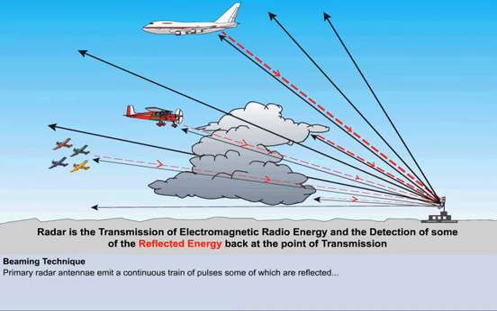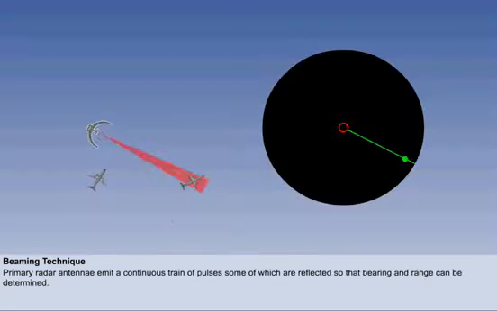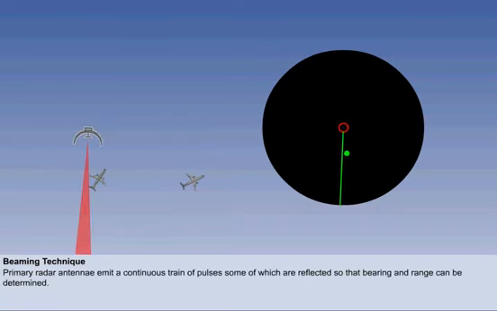Primary radar antennae emit a continuous train of pulses. If these pulses strike a target, a small proportion of the transmitted energy will be reflected back to the antenna as an echo and fed into the receiver. The direction in which the antenna is pointing at this time denotes the bearing of the aircraft, whilst the time between the transmission and return of each individual pulse determines range.